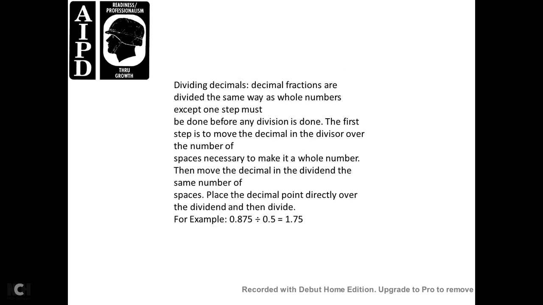Dividing decimal fractions is done the same way as with whole numbers, except for one step before the division is done. The first step is to move the decimal of the divisor over to make it a whole number, then move the decimal of the dividend the same number of places, and place the decimal point directly over the dividend. Then divide, for example.